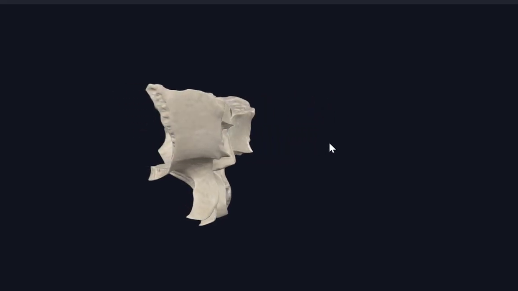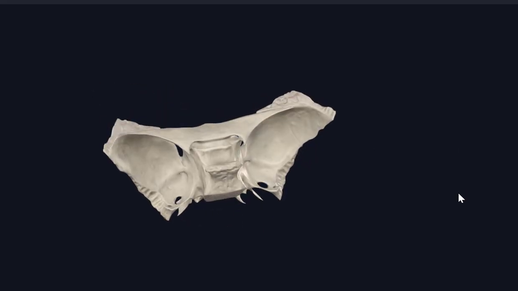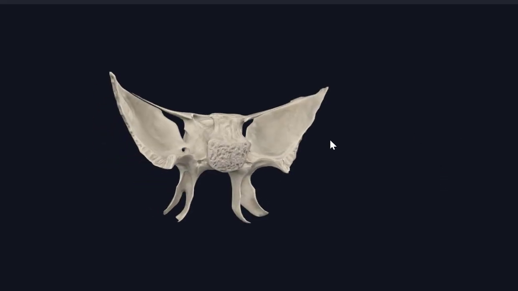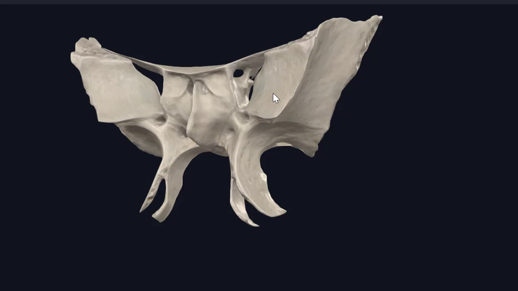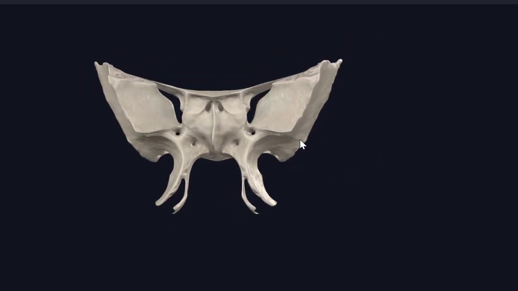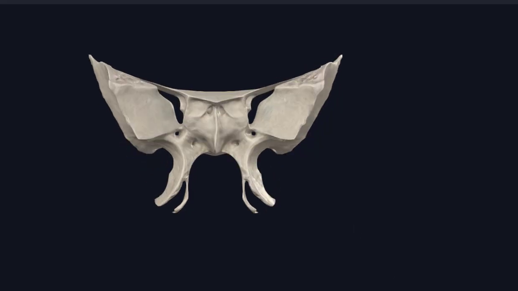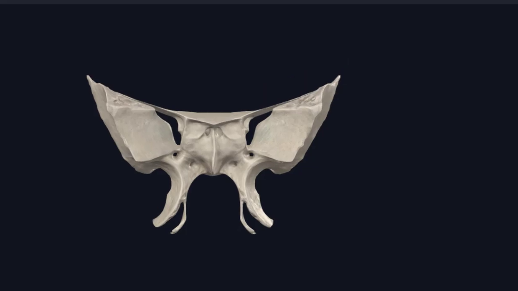Sphenoid bone is a single unpaired bone located at the base of the skull in the middle of the cranial floor. It is butterfly-shaped and acts like a keystone bone of the cranial skeleton because it articulates with nearly all other cranial bones. Now let's talk about the articulations of sphenoid bone with other bones.